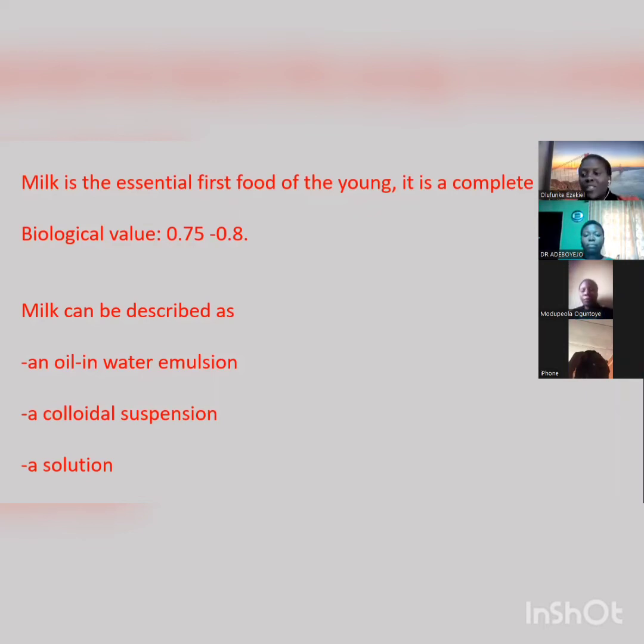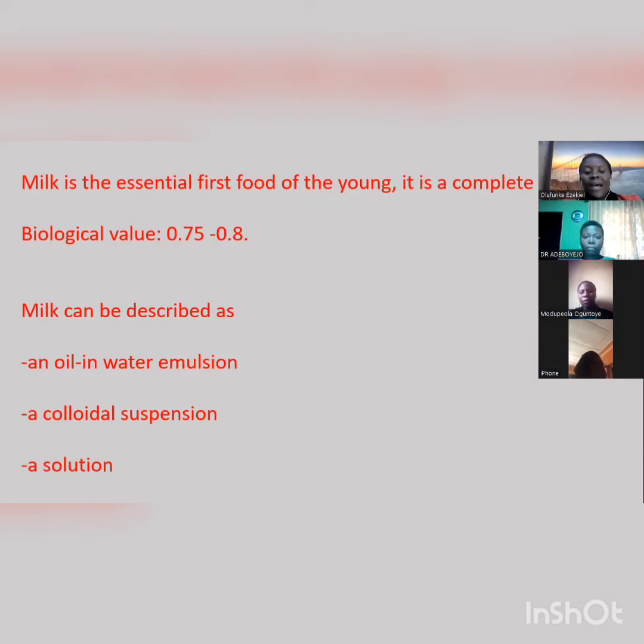There are several ways in which we can describe milk. One, milk can be described as an oil in water emulsion. When we talk about oil in water emulsion, it means that droplets of fat are in the liquid, in the water, to form an emulsion. So water will be the dispersing phase, and oil will be the dispersed phase.